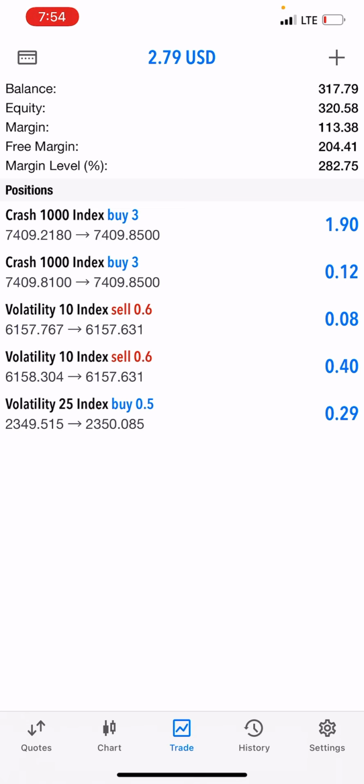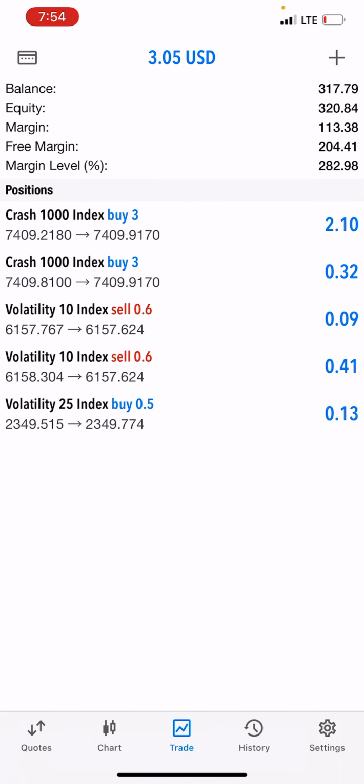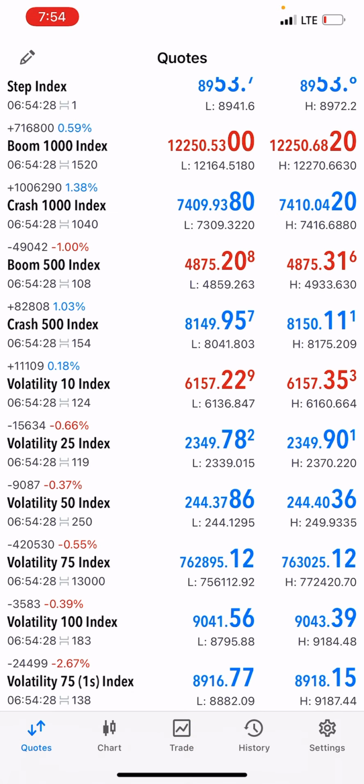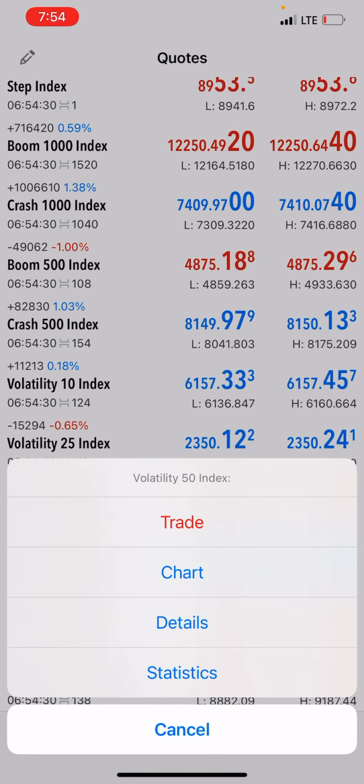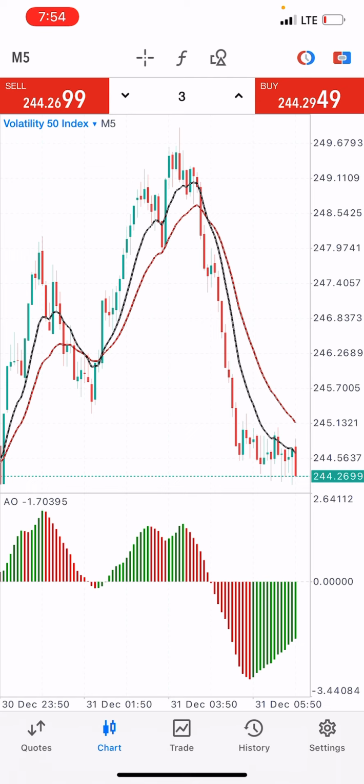So that is it for the volatility 25 index and the volatility 10 index that we use this strategy on. So it's still giving us money. It's a very powerful strategy, guys. Very powerful strategies. So let's check out the volatility 50 index. It will also make money for you.